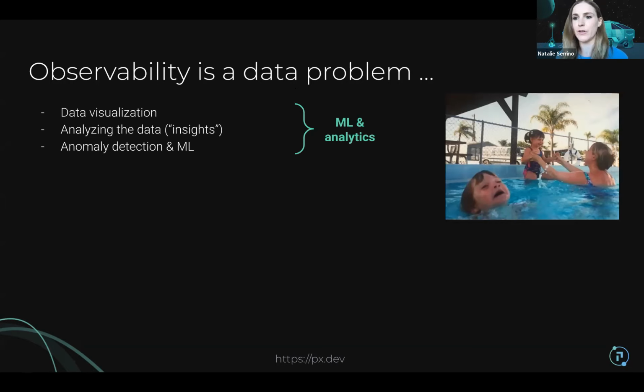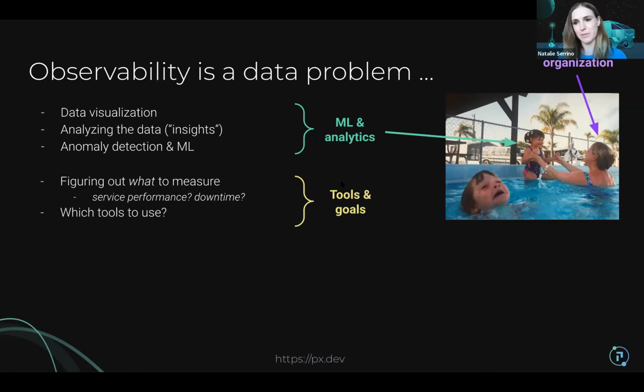And this is very well supported by the organization. So if you take this picture here, and that's the organization, we can say the ML and analytics bucket is this child right here. So organization loves this stuff, in my experience at least. You have this next bucket of work that applies to both observability and data, which is you have to figure out what to measure. What tools are you going to use? What vendors are you going to work with? What open source projects can you leverage? This doesn't get quite as much attention, but it's still a very important part of the work.